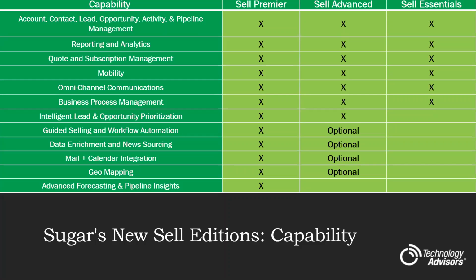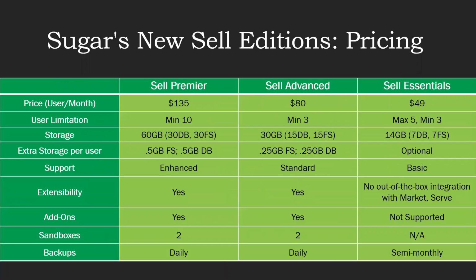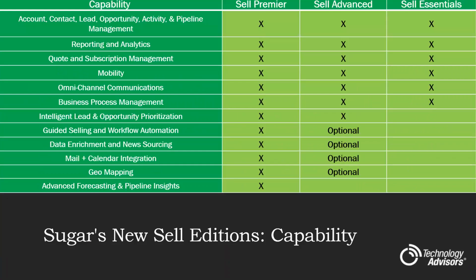So diving into some of these optional capabilities here, the guided selling and workflow automation is the combination of using the Customer Journey plugin and workflow. Data enrichment and the news sourcing is utilizing the Hint Insights tool. Mail and calendar integration is utilizing the Connect tool. And geo mapping is what was previously WMaps, bringing Bing Maps into Sugar.